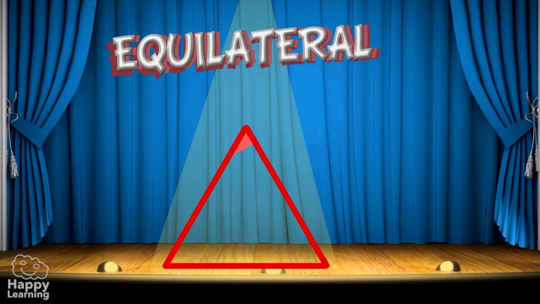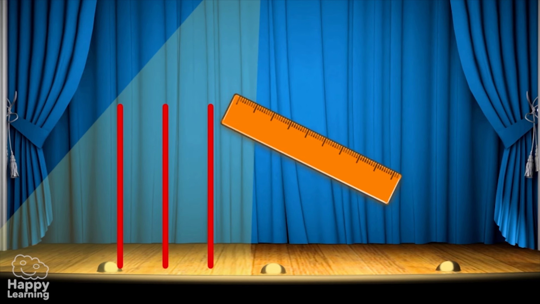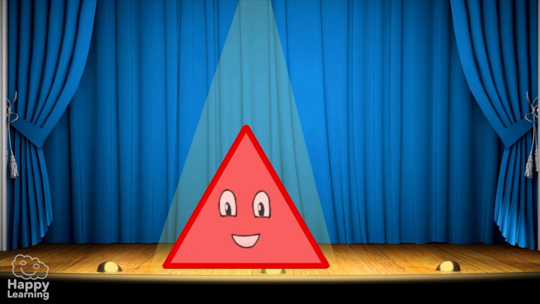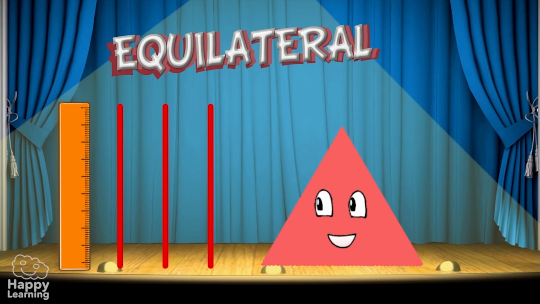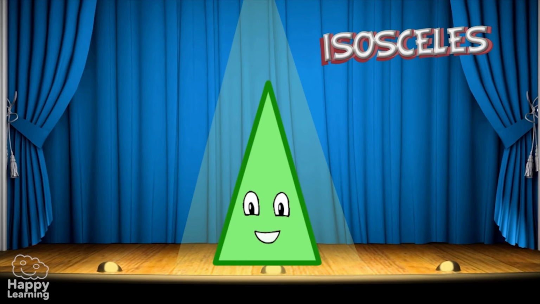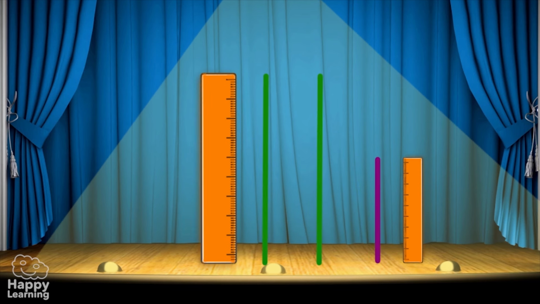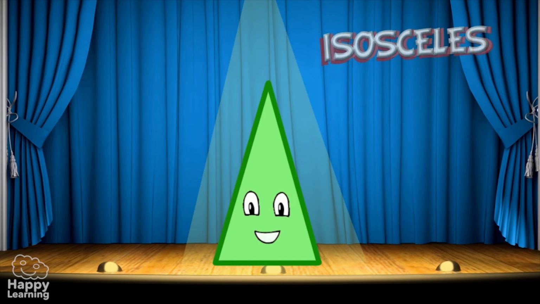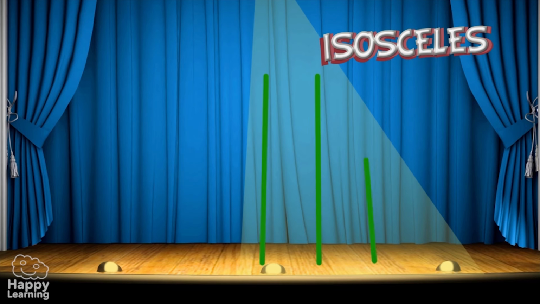In equilateral triangles, all the sides are the same length. Can you see how it's formed? Good. So this triangle is equilateral because its 3 sides are exactly the same. In an isosceles triangle, 2 sides are the same length and 1 is different. See how it's formed? Great! So this is an isosceles triangle with 2 equal sides and 1 different one.